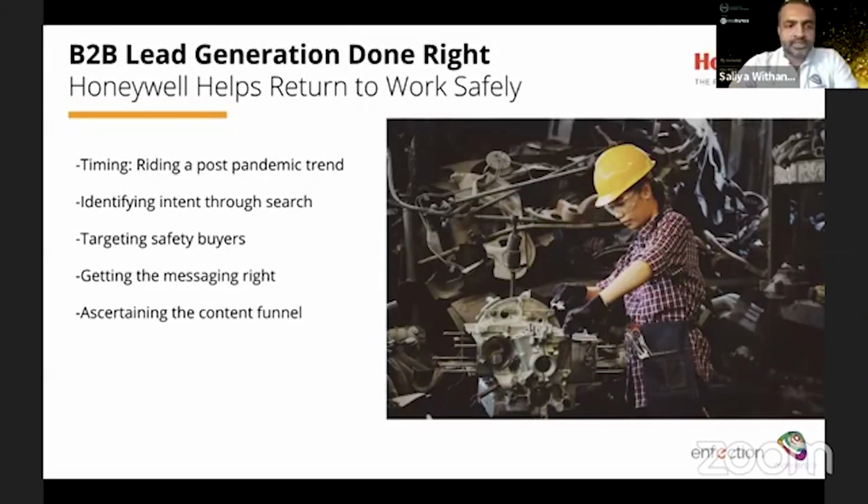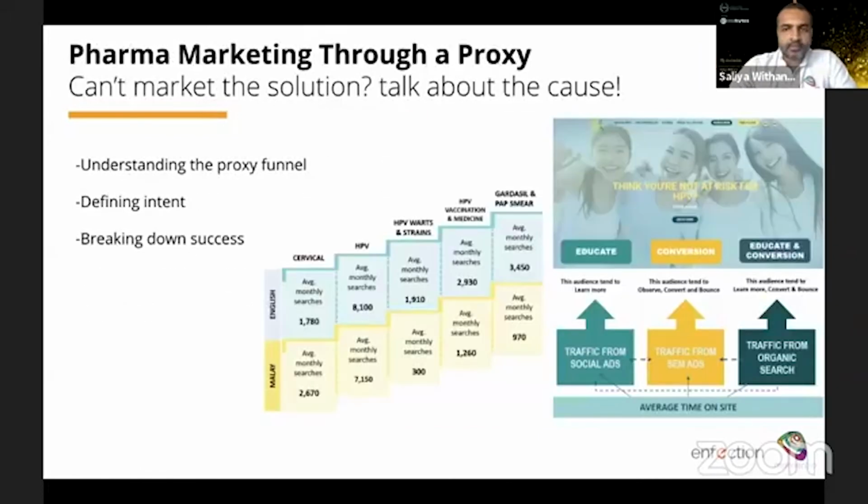We wanted to get the messaging right, and then we wanted to create the content funnel right. So we identified certain types of content that worked well, and we started pushing it through various channels, and it worked extremely well. This is another client that we work with. It's a pharmaceutical company called MSD. Again, like for pharmaceutical or pharma marketing, you can't market a solution again because it's against certain rules.